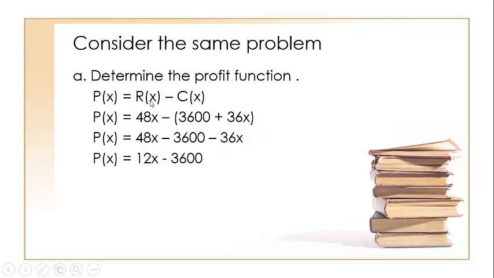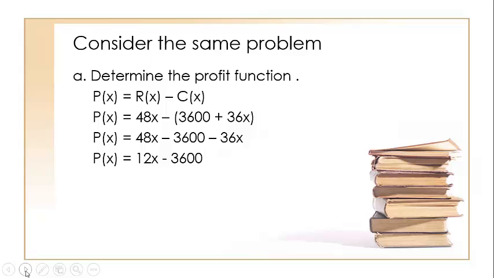In this particular problem, the revenue is 48x minus, and you want to make sure you put this inside parentheses. This is very, very important. Make sure you put this C of X inside of the parentheses, so that when you distribute the negative across the parentheses, notice how the sign is changed, and this becomes 48x minus 3600 minus 36x. Very, very important. Collect your like terms and you'll get 12x minus 3600 is equal to the profit function.